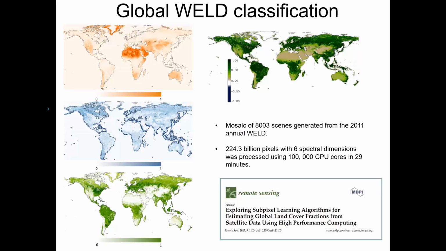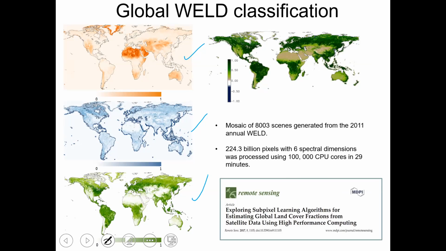You can see the sample out here for the entire globe. On the top, this is the abundance map for substrate. This is for dark objects, and this is for vegetation. As you can see, parts of the Sahara Desert, Thar Desert, etc., are shown here in the form of dark orange color, which is substrate.